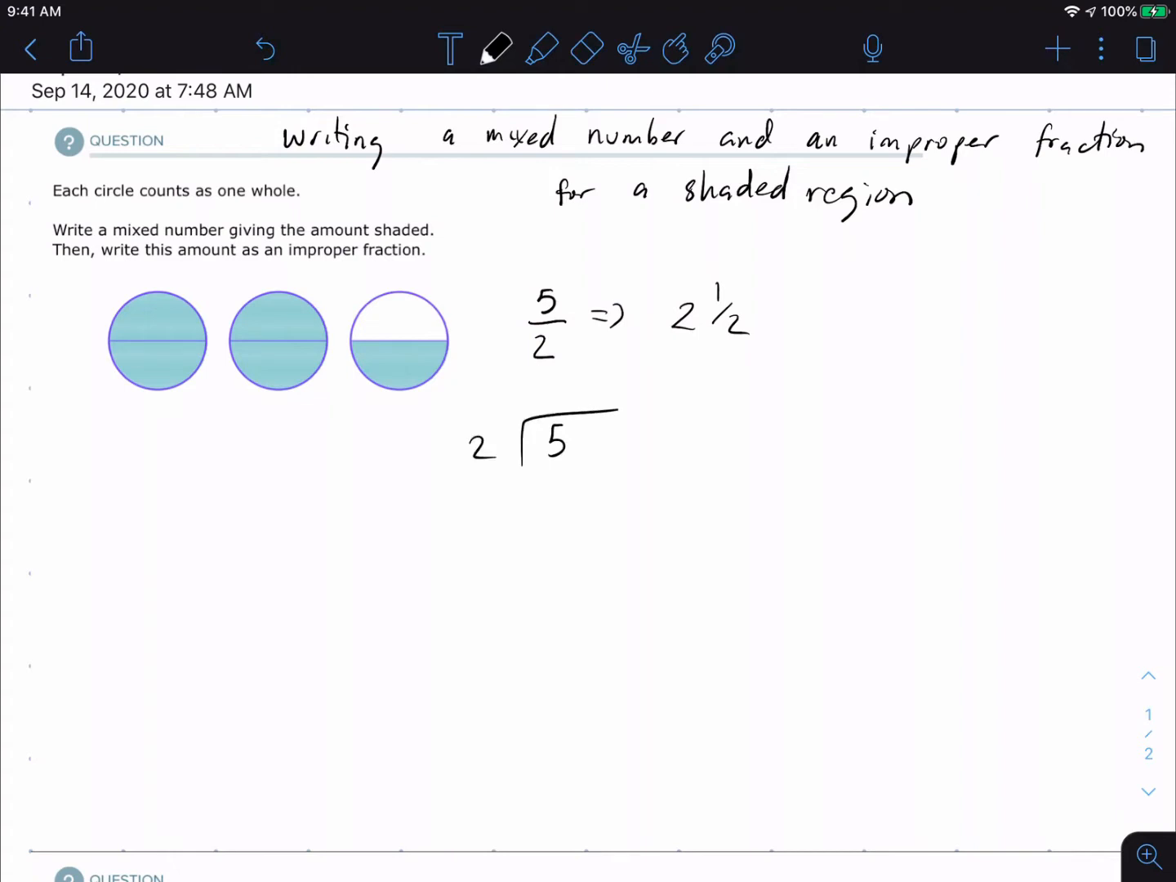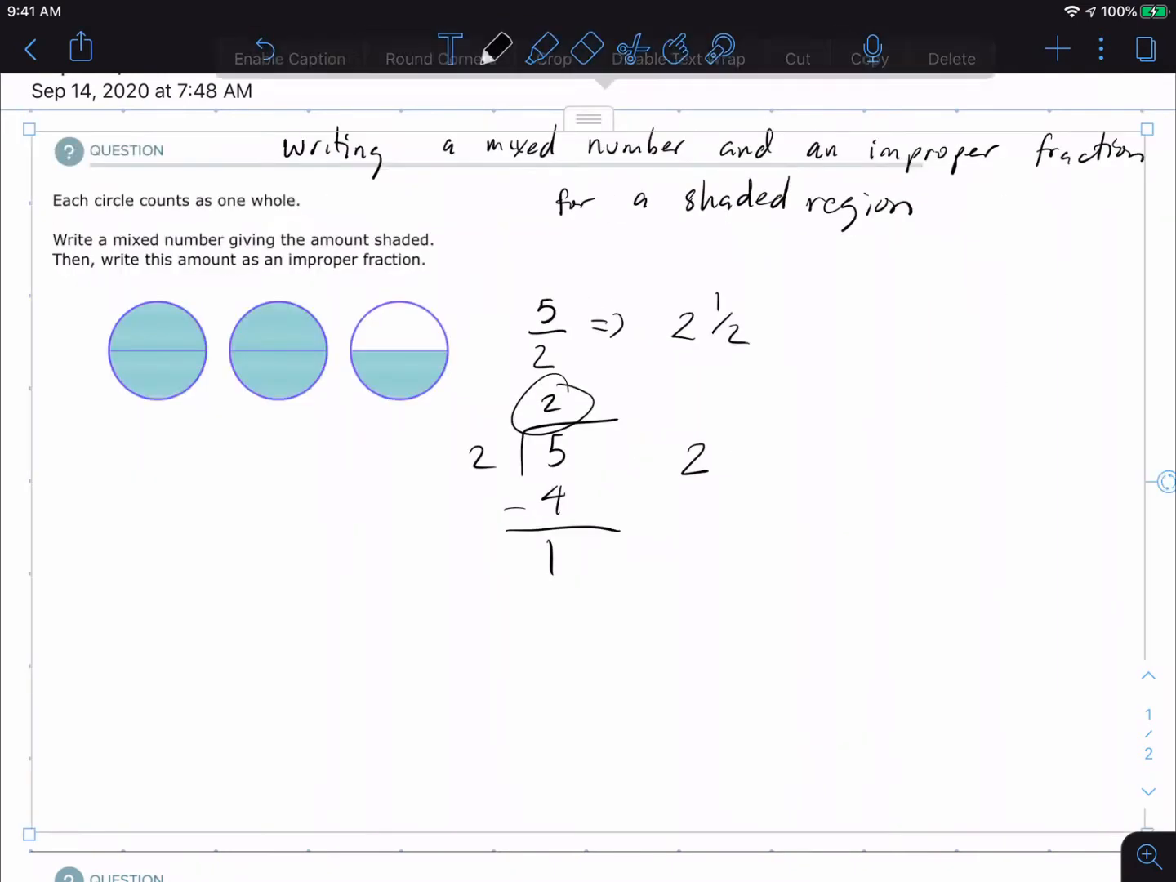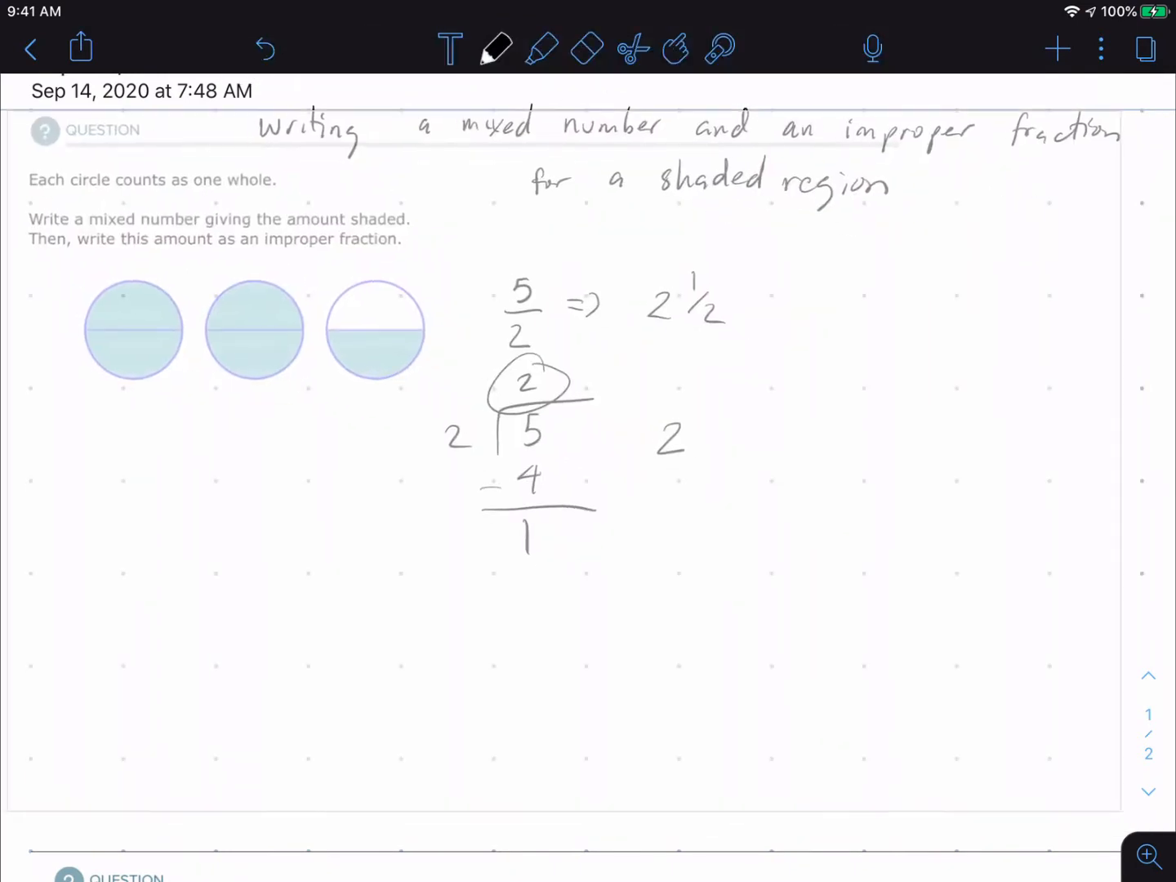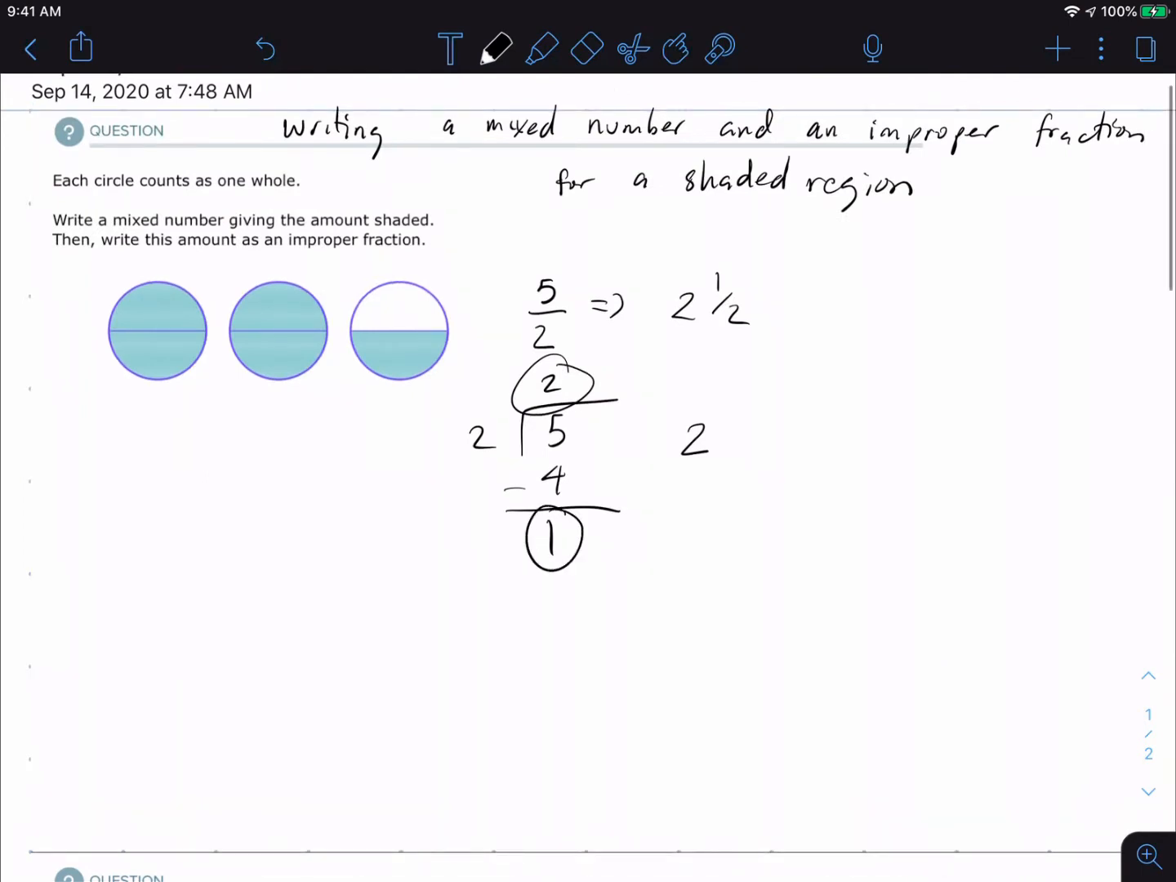Another way to turn it into the 2 1/2 would have been to go like this. How many 2's go into 5? 2 go into it. What's our remainder? The remainder is the numerator of the fraction. So this is the whole number. This remainder is the numerator, and then what do we divide by?